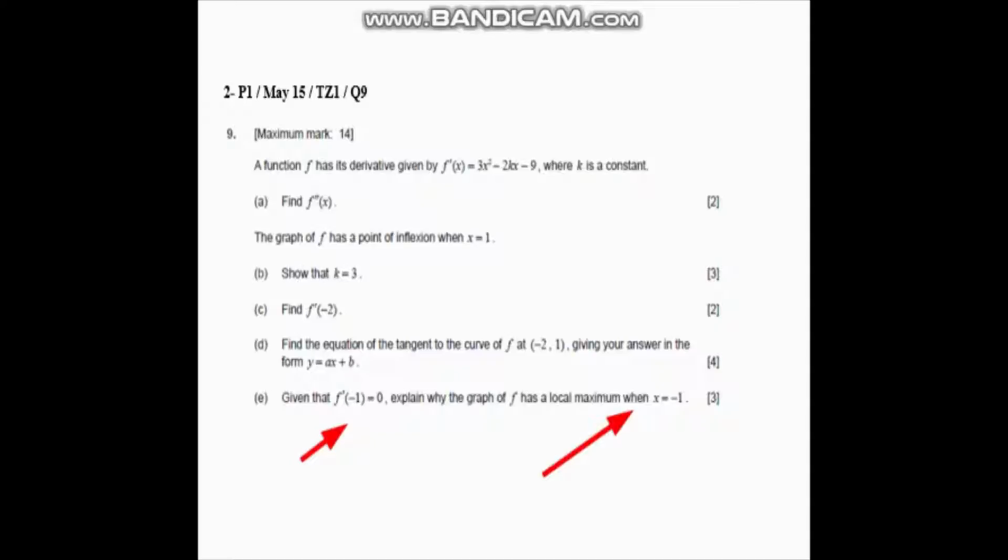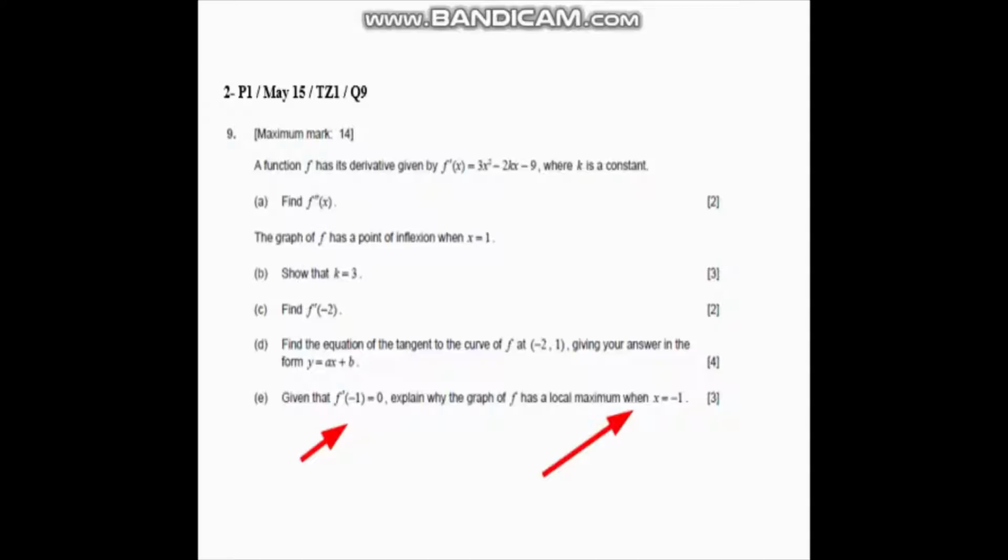A local maximum is a stationary point, hence f dash has to be 0, and in particular, the local maximum is a point where the curve is frowning or concave downwards. And since the curve is concave downwards, we know that f double dash has to be negative. So to summarize, a maximum point has two properties: f dash has to be 0, f double dash has to be negative.